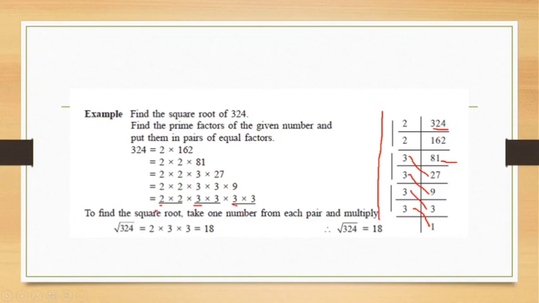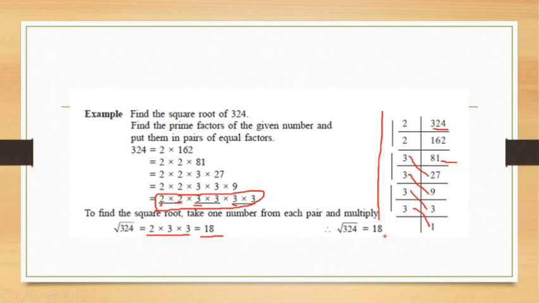Whenever you write down the factors in this last step, you have to always remember that you have to match the number with the same number. Like 2 is matched with 2, 3 is matched with 3 and 3 is matched with 3. You cannot match 2 with 3 or 3 with 2. The same number has to appear. Therefore, the square root of 324 is equal to 2 into 3 into 3. 2 3s are 6, 6 3s are 18. Yes, the square root of 324 is equal to 18.